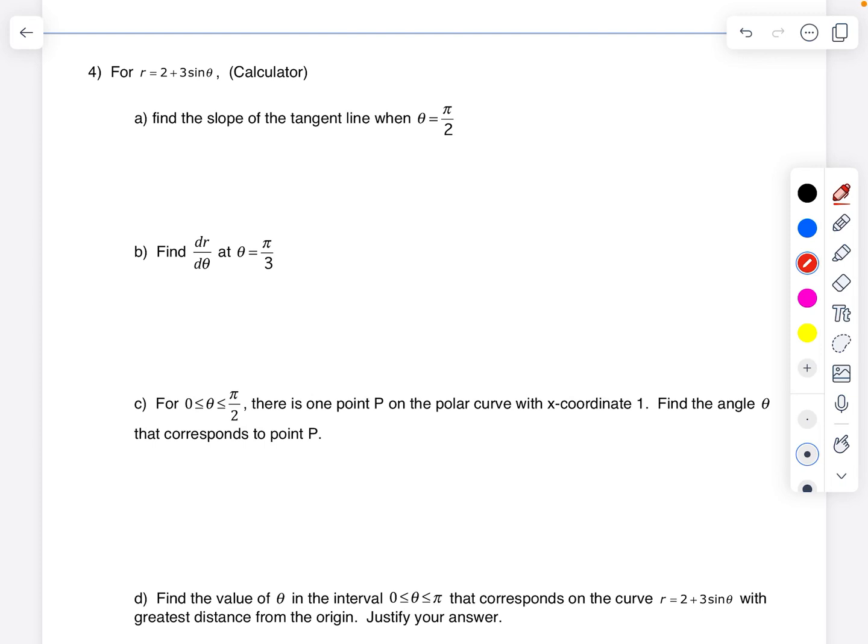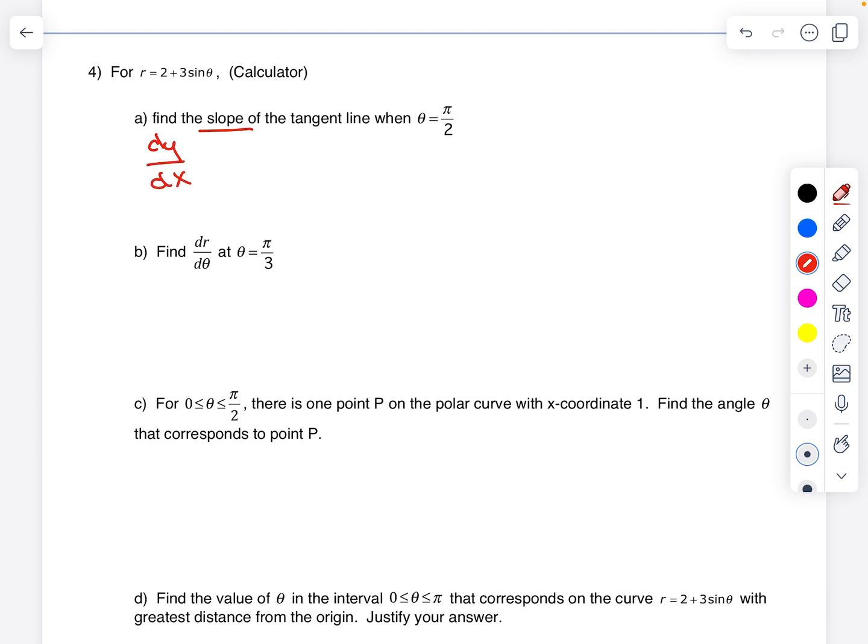Okay, this is a polar problem. Notice that you do get to use your calculator, so we are going to be using our calculator here for some of the pieces. First question says, find the slope of the tangent line when theta equals pi over 2. So remember, anytime they talk about slope of a curve, you should always be thinking dy/dx.